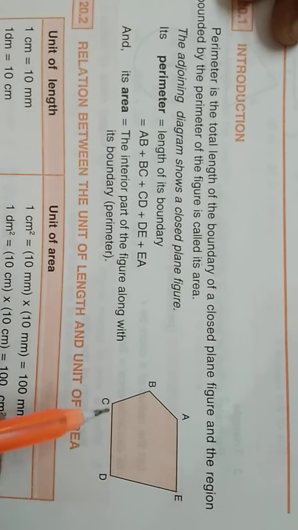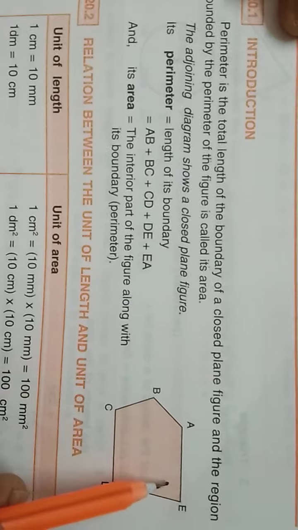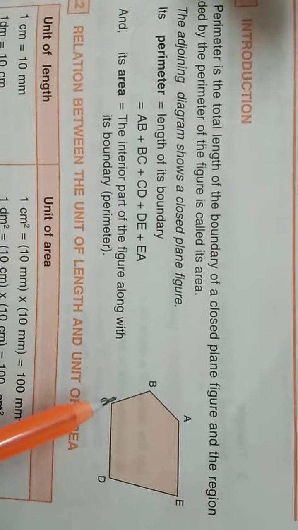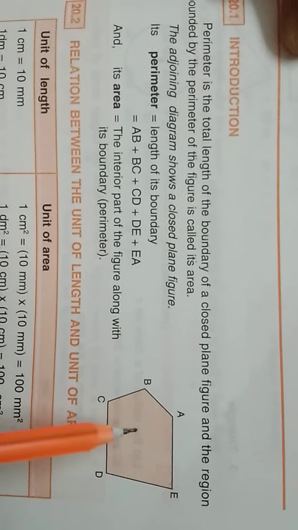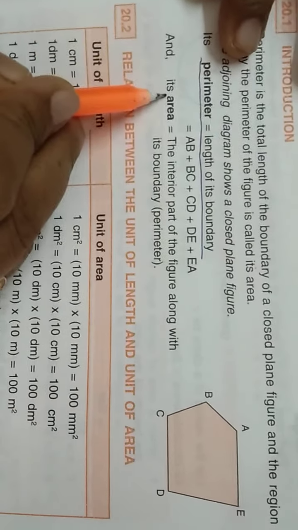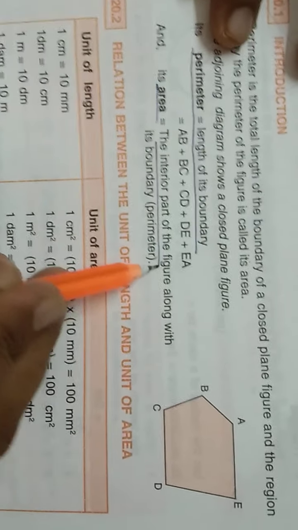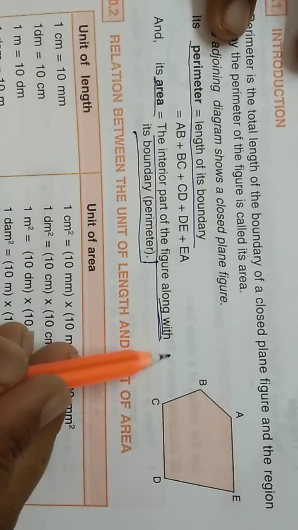First we discuss perimeter. Perimeter means total length of the boundary of the given figure. The figure may be a square, rectangle or any shape. That means its boundary measurement. You have to understand what the length is. Perimeter is the length of its boundary. You can remember that. And area is the interior part of the figure along with the boundary, that is, along with the perimeter. These two points you have to remember.